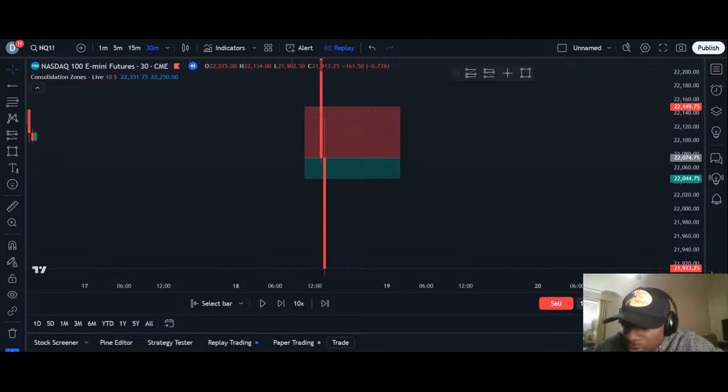How many contracts would you need for micro instead of mini? I believe, I'll look it up to make sure, but I'm pretty sure a mini is like 10 times a micro. Let me see. If you know the answer to that question, please drop it in the chat. But I'm pretty sure it's like 10 times micro compared to mini in NAS.